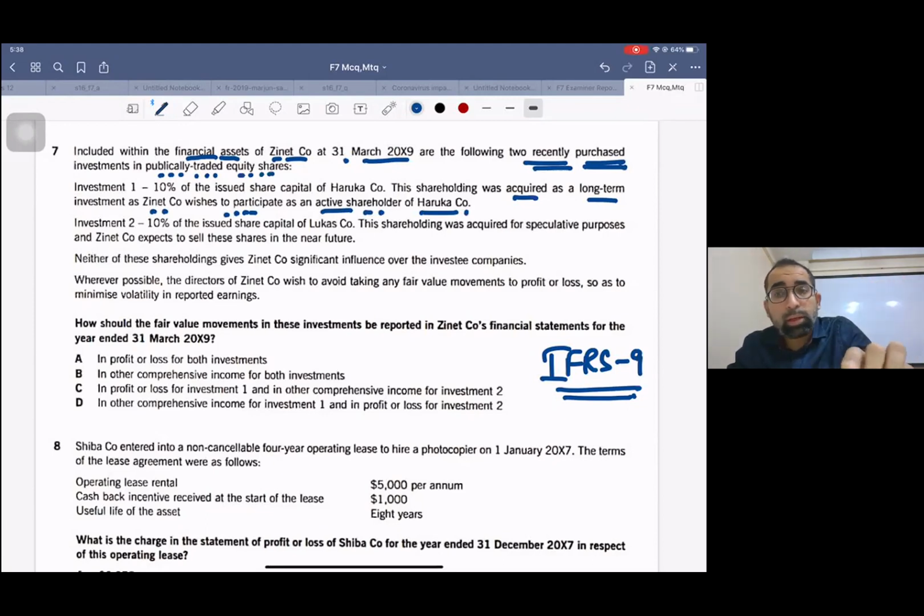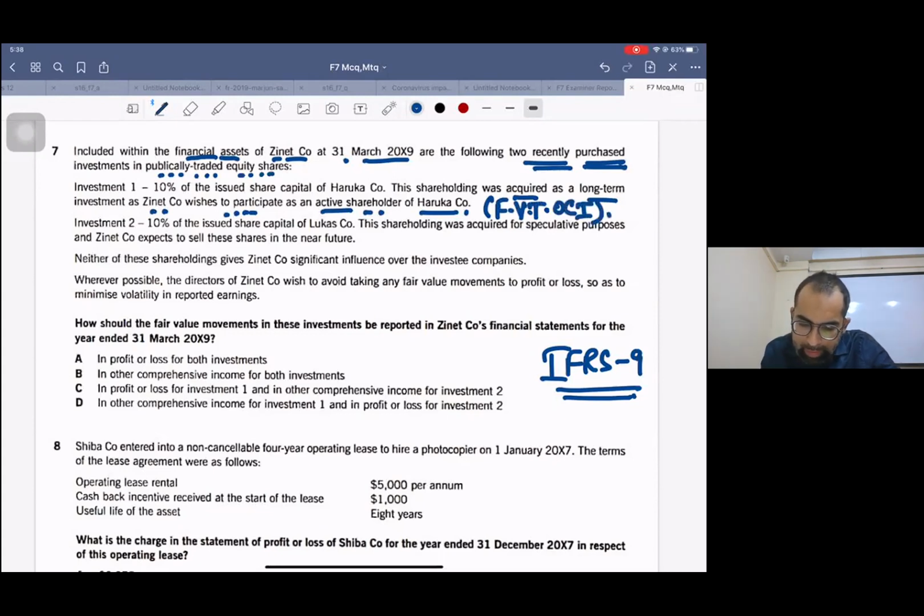It doesn't mean that you have control. It doesn't mean that you have significant influence. It's your trade investment. So yes, it's long term, so the category which fits well is fair value through OCI.